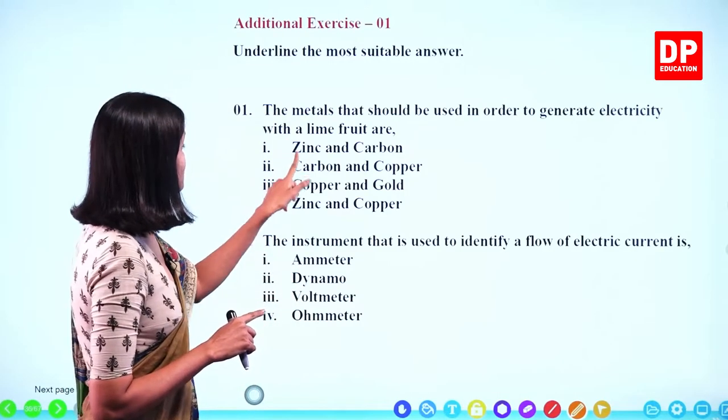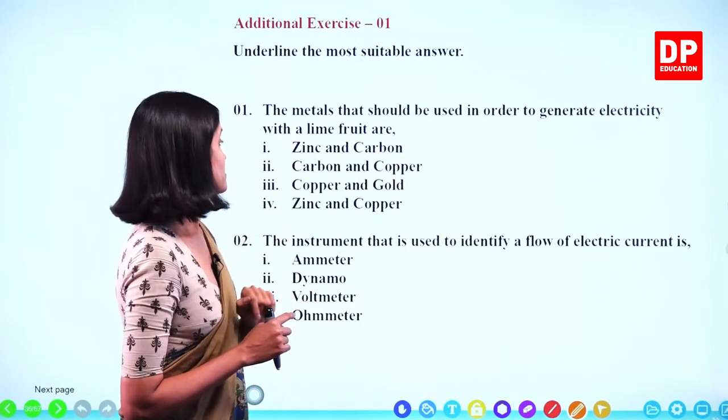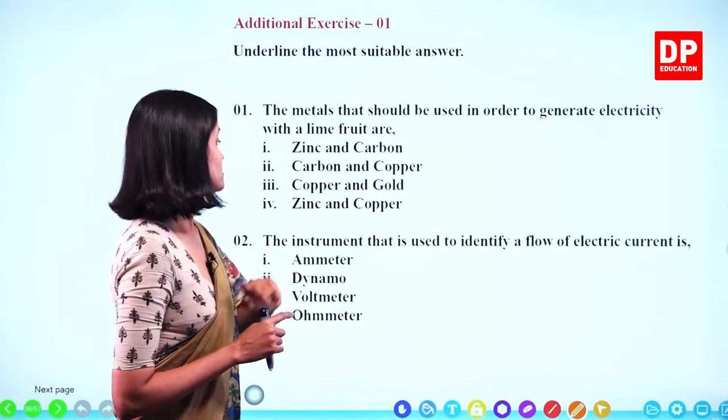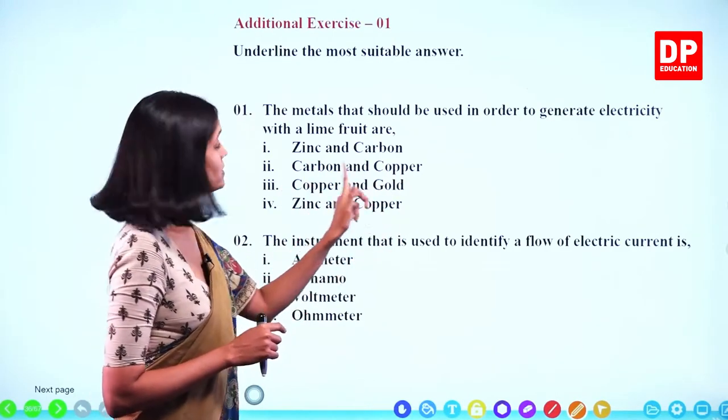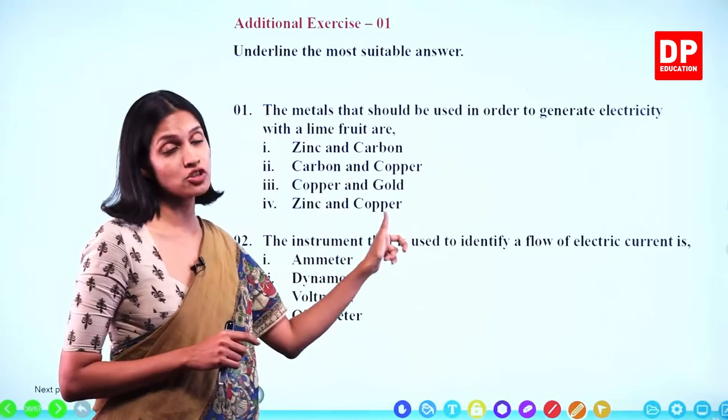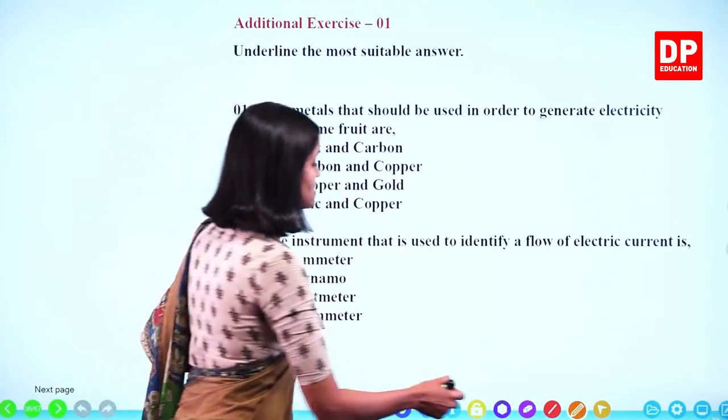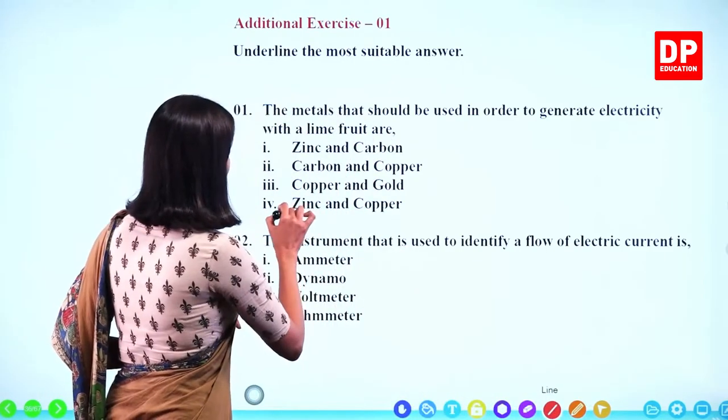Right. So the first answer, zinc and carbon. Carbon and copper. Copper and gold. And the last one, zinc and copper. Zinc and copper is the answer. Right.